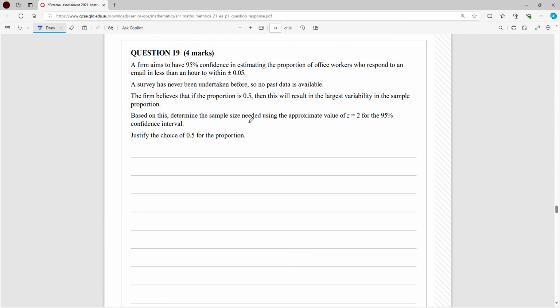So, question 19. A firm aims to have a 95% confidence interval in estimating the proportion of office workers who respond to an email in less than an hour within plus or minus 0.05. A survey has never been taken before, so no past data is available. The firm believes the proportion is 0.5. Then this will result in the largest value in the sample proportion. Based on this, determine the sample size of the approximate value of z equals 2 for the 95% confidence interval. Justify the choice of 0.5 for the population.